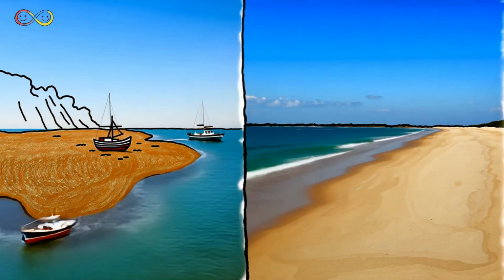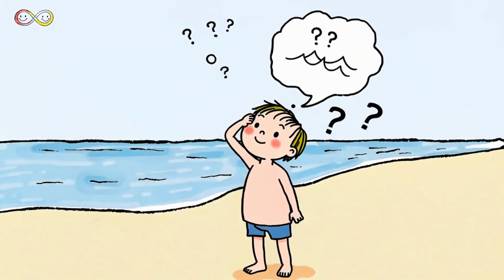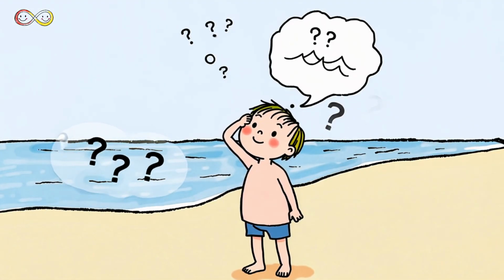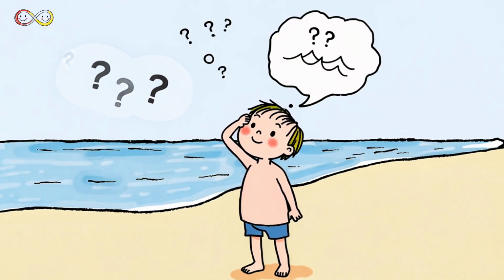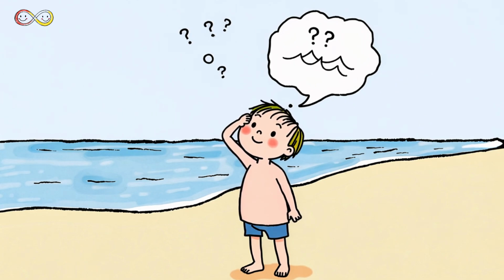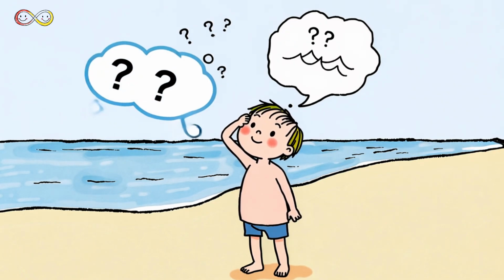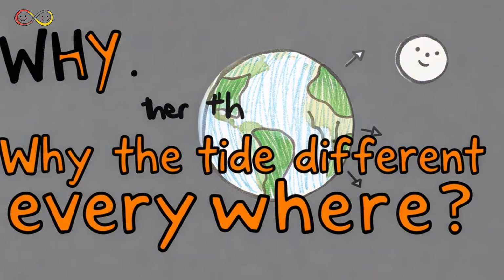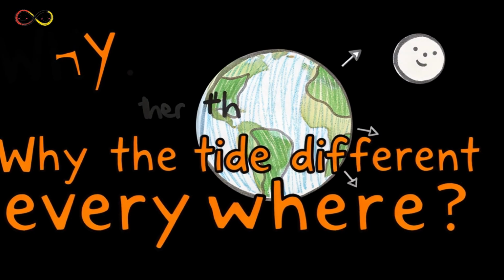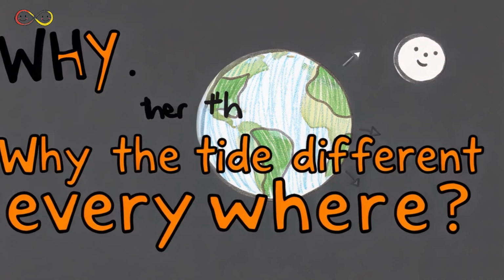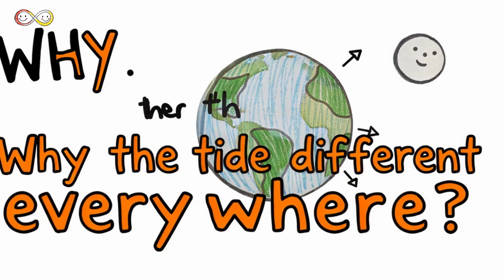This is really strange. Why do some beaches have giant tides, while others hardly change? What makes the water move like this? Could it be the wind, the waves, or is something bigger at play? It's time to find out the answer. What causes tides, and why are they different all over the world? Let's explore the science behind this amazing ocean mystery.